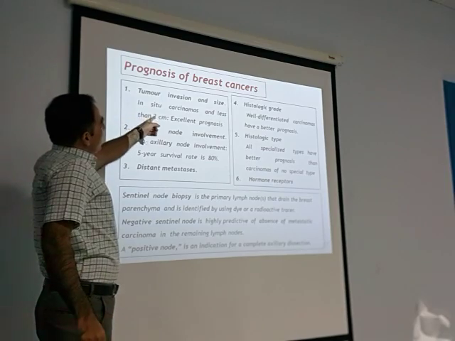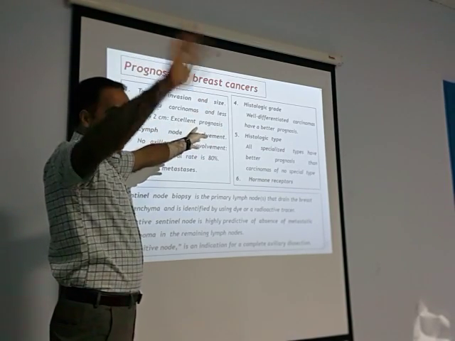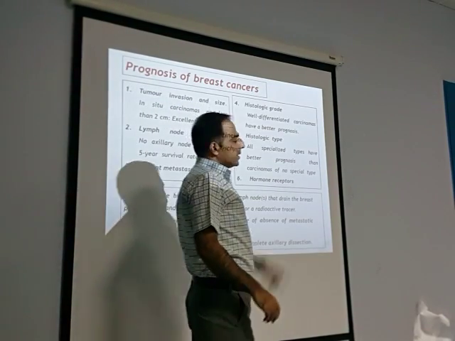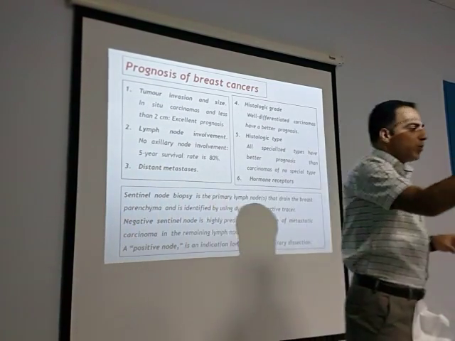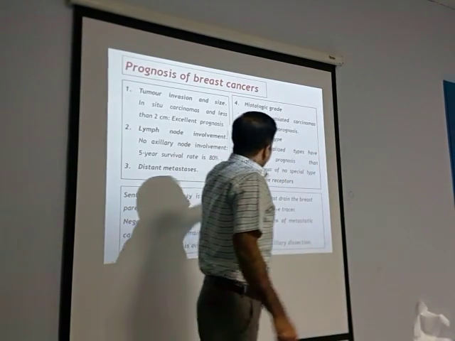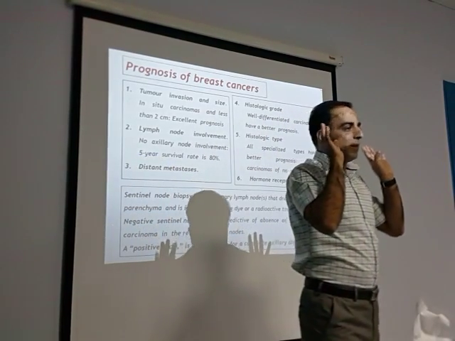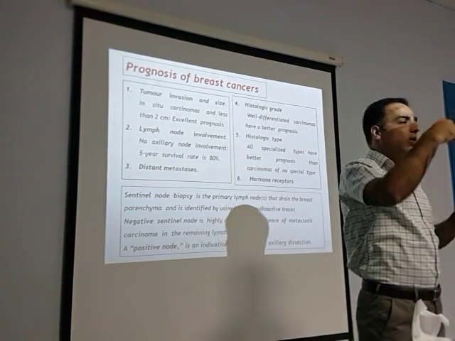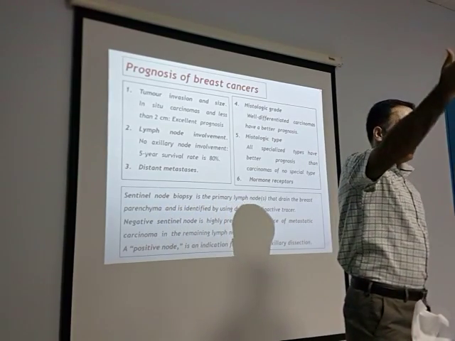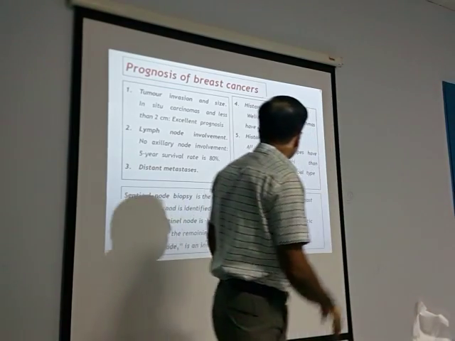So invasion: tumors less than 2 centimeters have good prognosis. More than 2 centimeters, prognosis is bad. Lymph node exactly like that. Histological grade: well differentiated have good prognosis, poorly differentiated have bad prognosis. Histological type: all the specialized types like medullary have good prognosis. And worst is with the no special type, like the invasive ductal carcinoma, no special type. It has the worst prognosis.